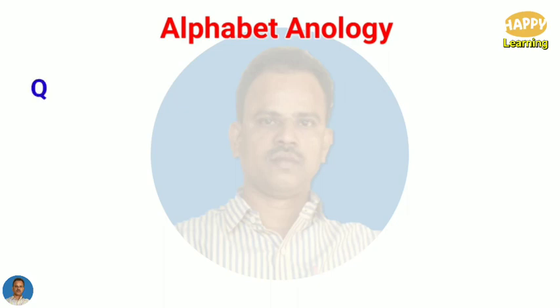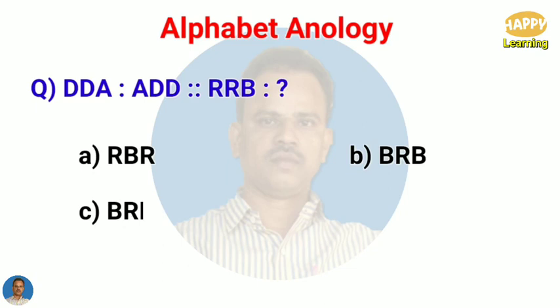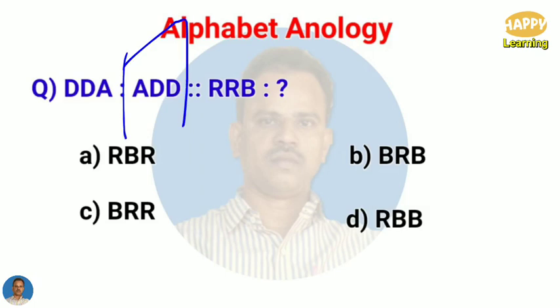Question. DDA is proportionate to ADD is same as RRB is proportionate to dash. The options are RBR, BRB, BRR, RBB. DDA is proportionate to ADD. If you carefully observe here, this is a mirror image. So this is something like a mirror image.